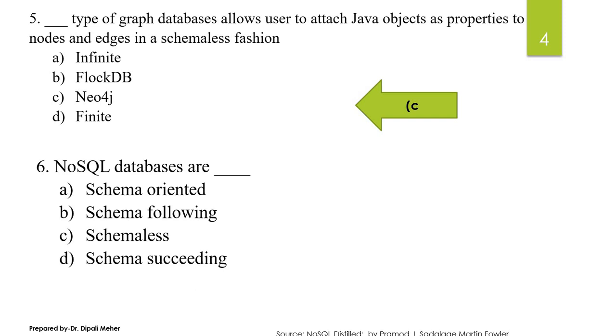Next question is, NoSQL databases are dash. A. Schema oriented, B. Schema following, C. Schemaless, D. Schema succeeding. And the correct option is option C. Schemaless. NoSQL databases are schemaless.